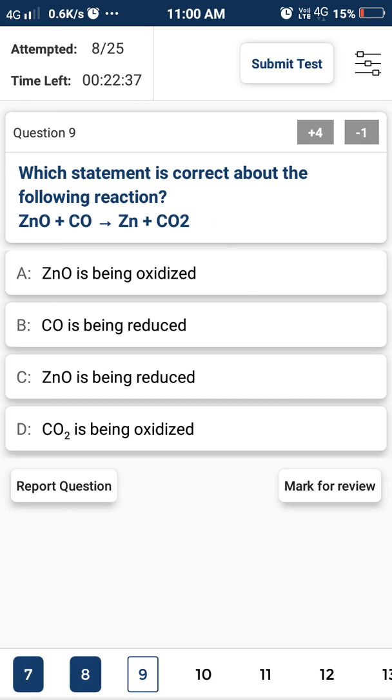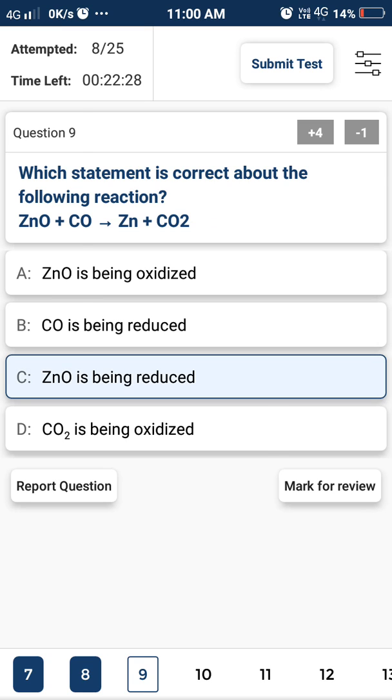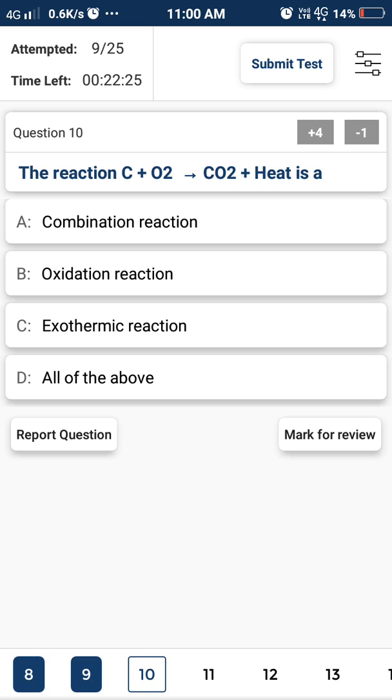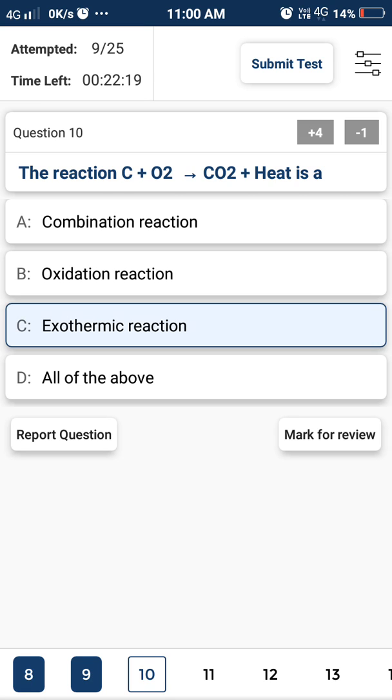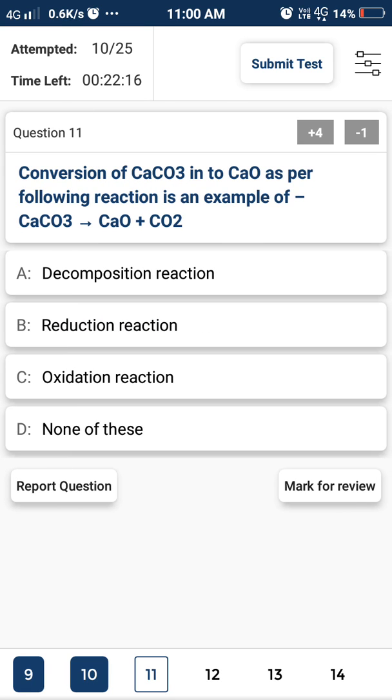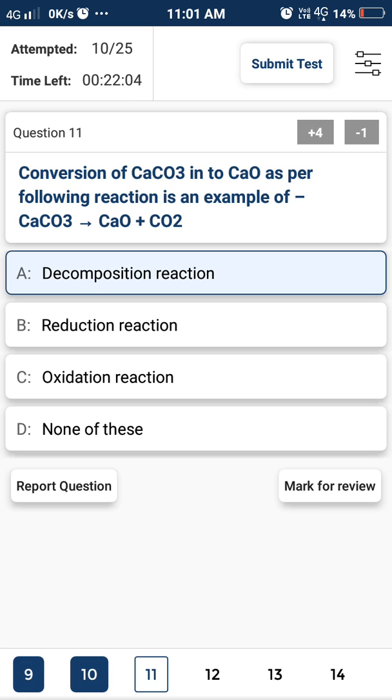Which statement is correct about the following reaction? ZnO plus CO. ZnO is being reduced. So option C is right. The reaction C plus O2 gives CO2 plus heat is an exothermic reaction, in which heat is released. Conversion of CaCO3 into CaO as per the following reaction is an example of decomposition reaction.